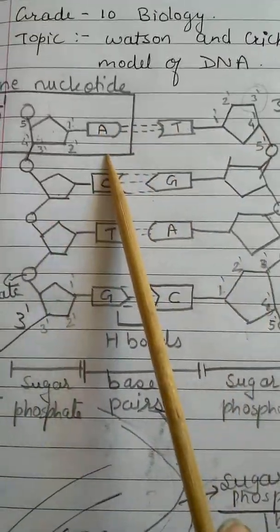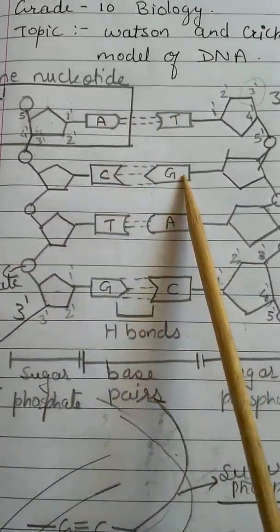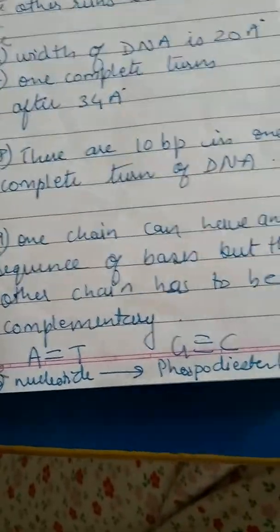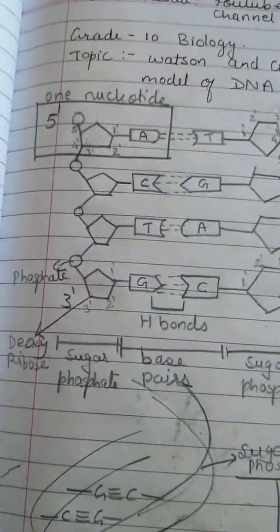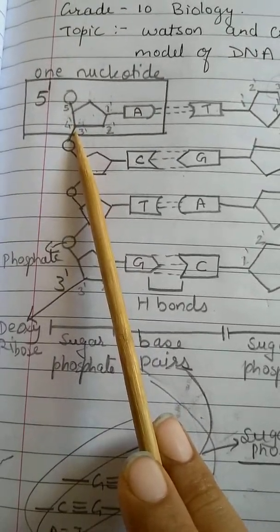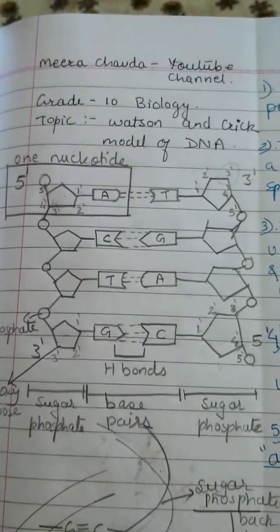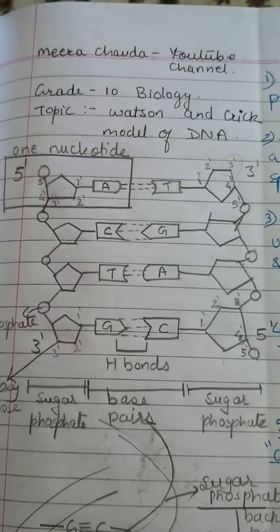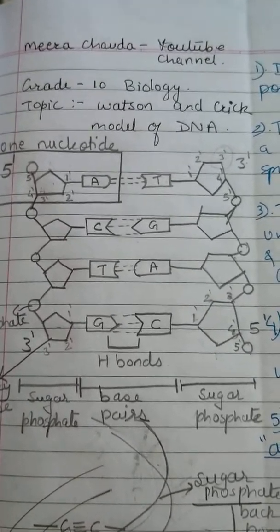Here you can see that this one strand has A, T, G, C coding according to the genes and proteins which are to be synthesized, but the other one is complementary. A is complementary to T and C is complementary to G. And the nucleotides have a phosphodiester bond between them. So this is all about the Watson and Crick model of DNA. The bond between the two nucleotides here is a phosphodiester bond. This is the last point.